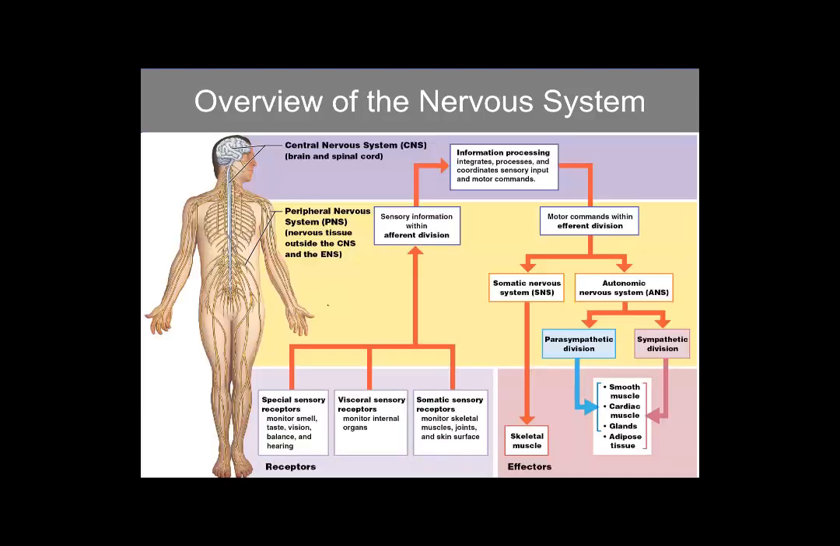Here is an overview of the nervous system. It's probably worth your time to sit down and map out these various components to understand how they're related.